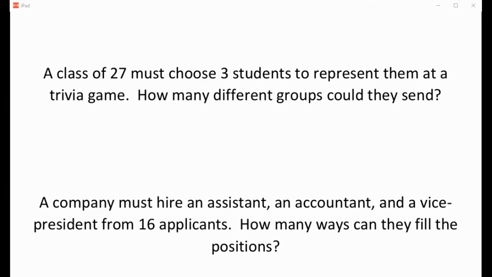Just as a review, here we have a class of 27 that must choose 3 students to represent them in a trivia game. That's choosing out of a group. Since they're all just playing a trivia game, they're all doing the same thing. So that's a C. The first number is 27, the second number is 3. So that is 2,925.